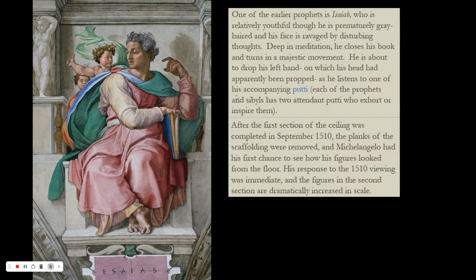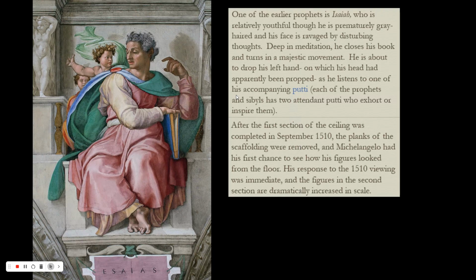One of the earlier prophets that was painted is Isaiah, who is relatively youthful, though he is prematurely gray-haired, and his face is ravaged by disturbing thoughts. Deep in meditation, he closes his book and turns in a majestic movement. He is about to drop his left hand, on which his head had apparently been propped, as he listens to one of his accompanying putti, or little cherubs.